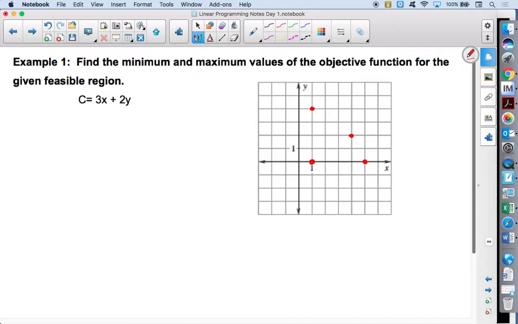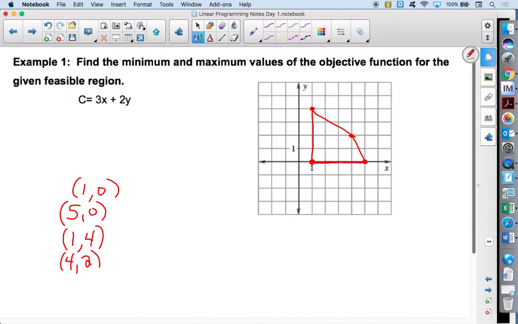So if you want to plot points at 1, 0, and then 5, 0, and then 1, 4, and the final point is 4, 2. And then we're going to connect them to make some type of quadrilateral.